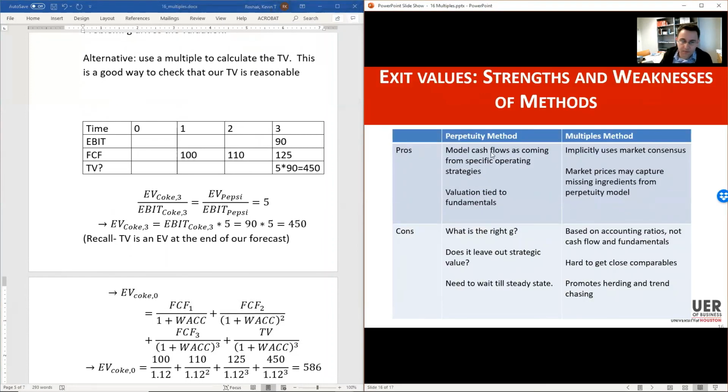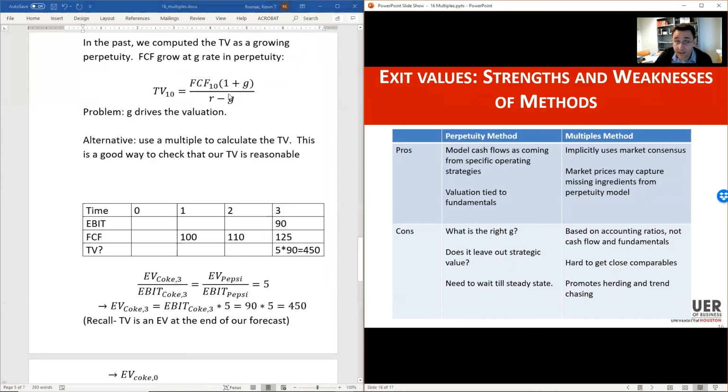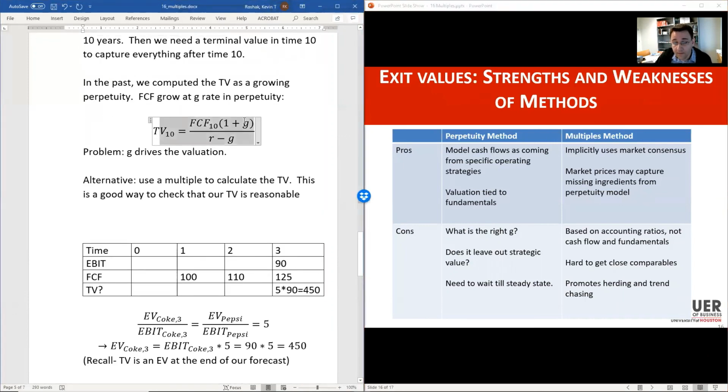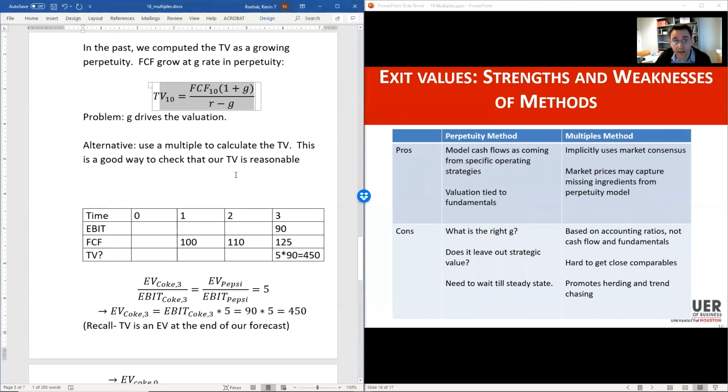At the very beginning, we talked about the pros and cons of using a multiple. Those same pros and cons are going to apply here, right? We've got 2 options when we calculate an enterprise value. We could use a growing perpetuity, or we could use a multiple. So let's lay out the pros and cons of this perpetuity method that we're used to. It's a little bit nice that we can tie it to fundamentals. Right? You can think through, what do your sales have to look like in order to get this level of growing perpetuity. It's somewhat tied to the fundamentals here.